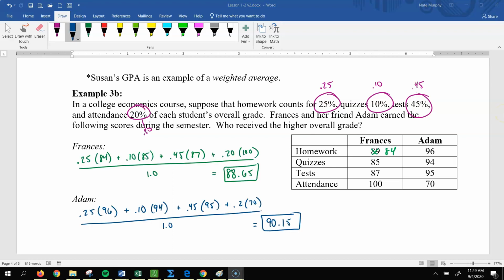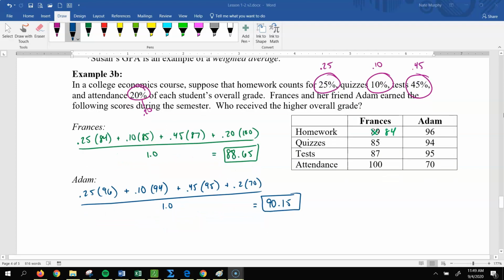All right, let's see how you did. So for Frances, you should have found that she had a weighted average of 88.65%, and Adam had a weighted average of 90.15%. So him only attending class 70% of the time dropped his grade down from where he was averaging mid-90s to a low 90. So that's another example of weighted averages.